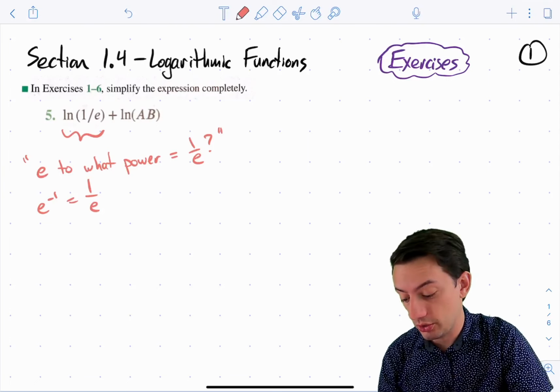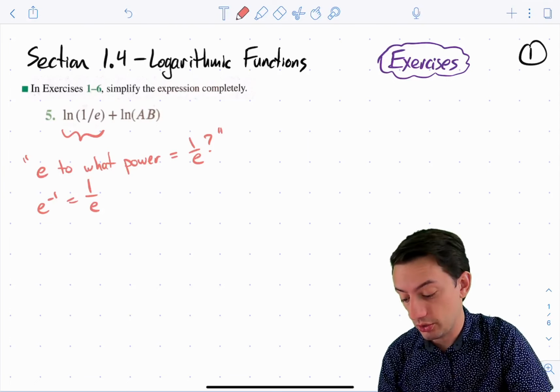Now for the other part, we have one of our rules of logarithms that says if you have multiplication inside, that becomes addition outside. So that part, the natural log of a times b, becomes the natural log of a plus the natural log of b. That's multiplication inside becoming addition outside. So what do we get when we combine those? The first part becomes negative 1 plus the natural log of a plus the natural log of b. And that's what we get when we simplify.